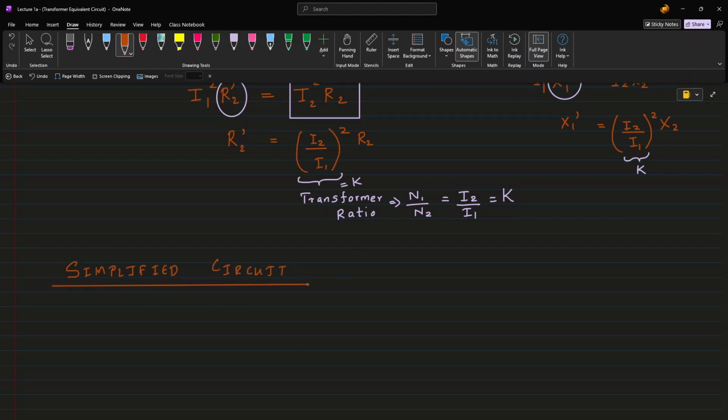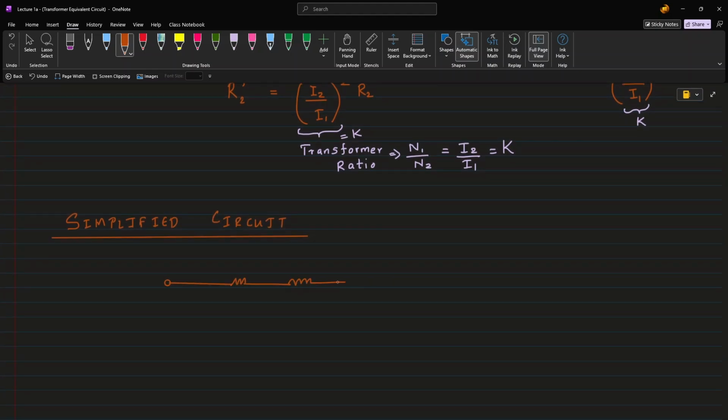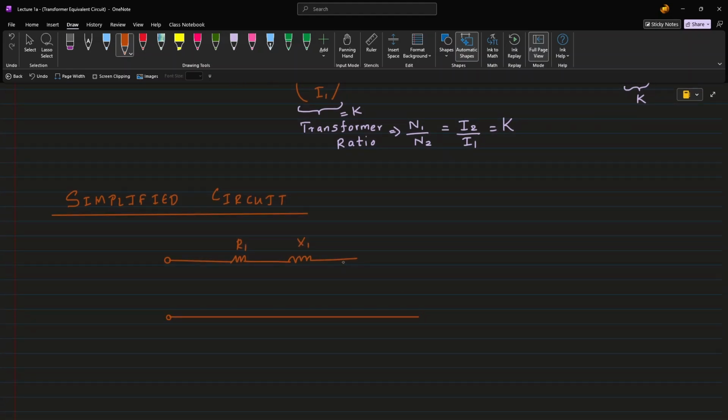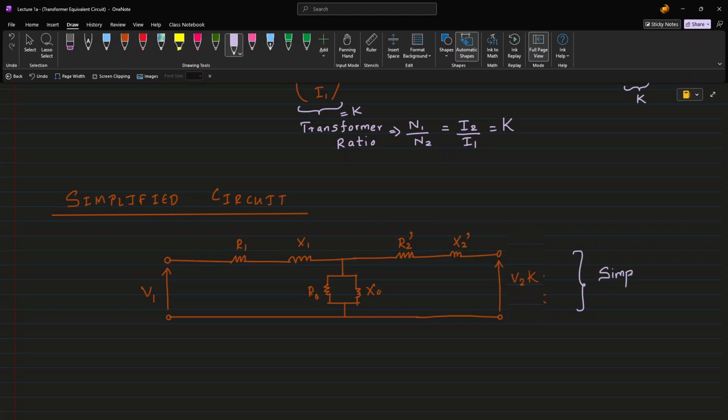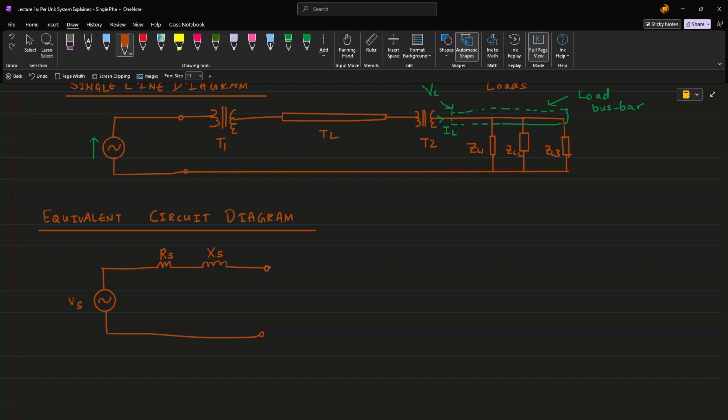First, we have the primary side resistance and reactance, followed by the transformer core. And now you have the secondary side resistance and reactance reflected onto the primary side. The primary side voltage is V1 and secondary side voltage is reflected to the primary side as V2 times K. As you can see from this figure, this is much more simplified compared to drawing two separate coil windings all the time for a transformer. Now that we know what a simplified transformer circuit looks like, let's get back to drawing the equivalent circuit.